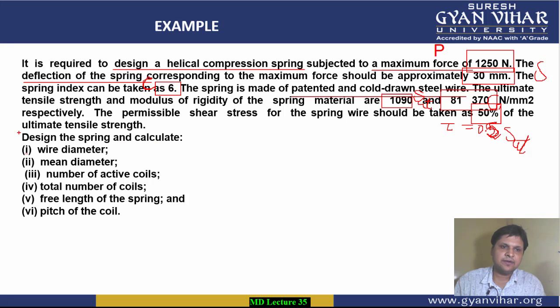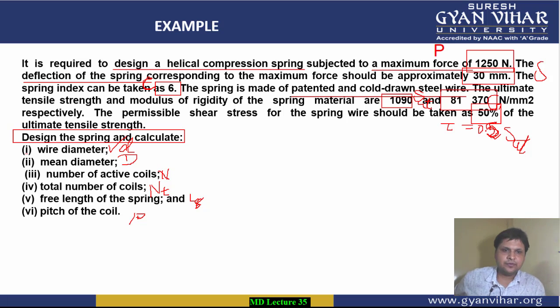Then what are the values which we have to calculate in designing? We have to calculate the following things. First is the wire diameter, small d. The coil diameter, capital D. The number of active coils, capital N. Then the total number of coils, which we write as NT. Then the free length of the spring, LF, and the solid length of the spring. Then the pitch of the coil. These are the values which we have to calculate in this numerical.